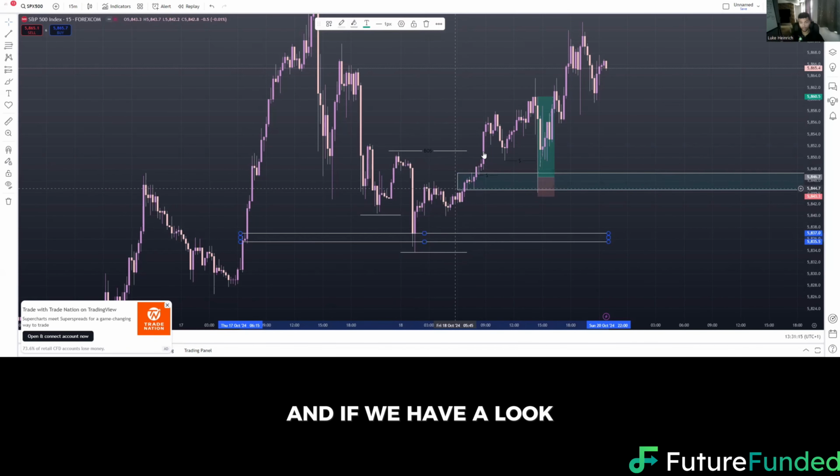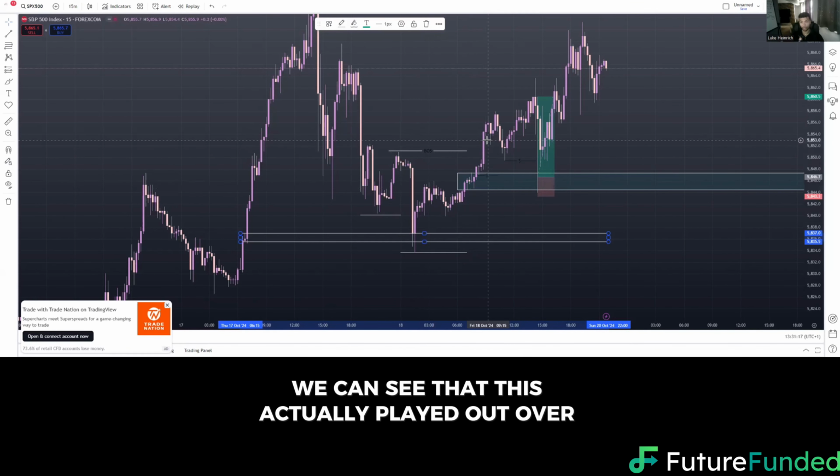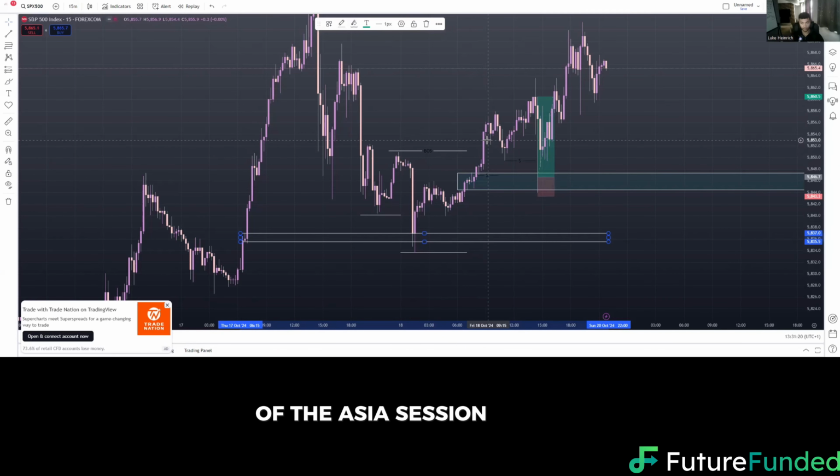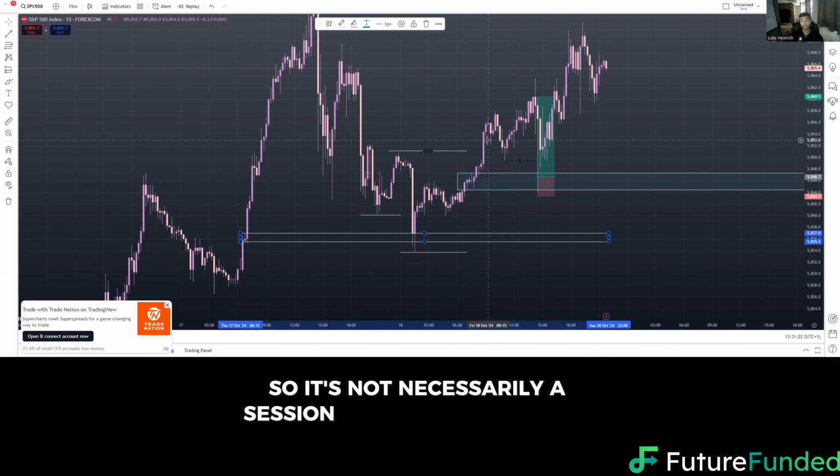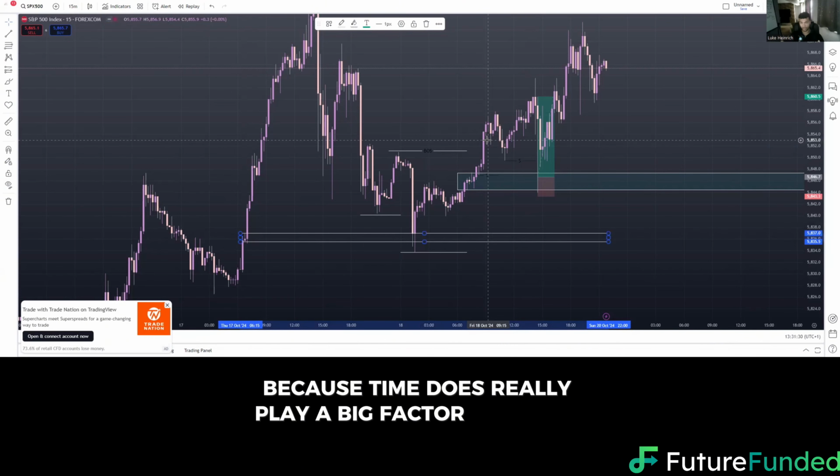And if we have a look, we can see that this actually played out over the course of the Asia session. All right, so it's not necessarily a session that I would look to trade, but it's still good to understand how it's playing out and when it's playing out, because time does really play a big factor in when I enter my trades, whether that be in the London session or the New York session.